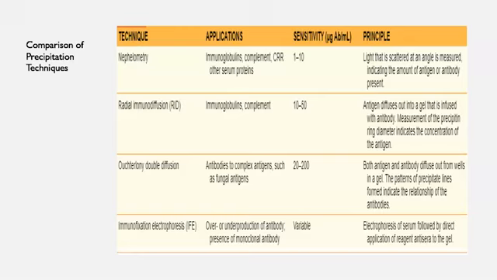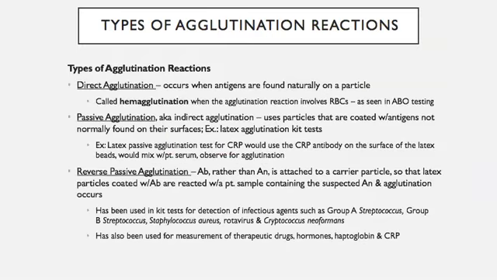And then here's a table that just kind of outlines some of the techniques that we just talked about: the principle in the test and different applications that you could use those tests for. Okay, the next types of agglutination reactions. So everything that we just talked about was types of precipitation reactions. Now we're talking about agglutination reactions.